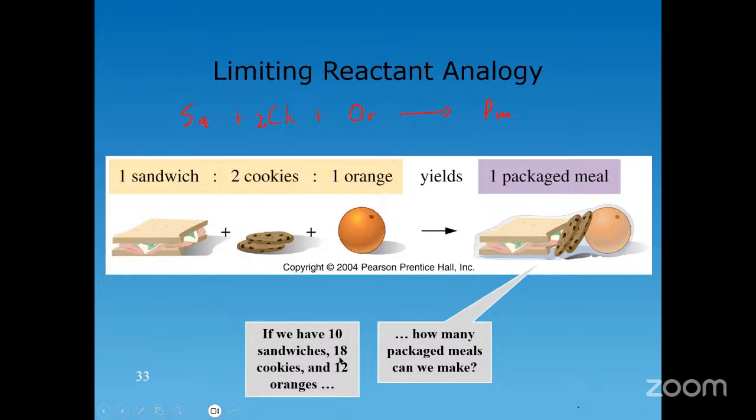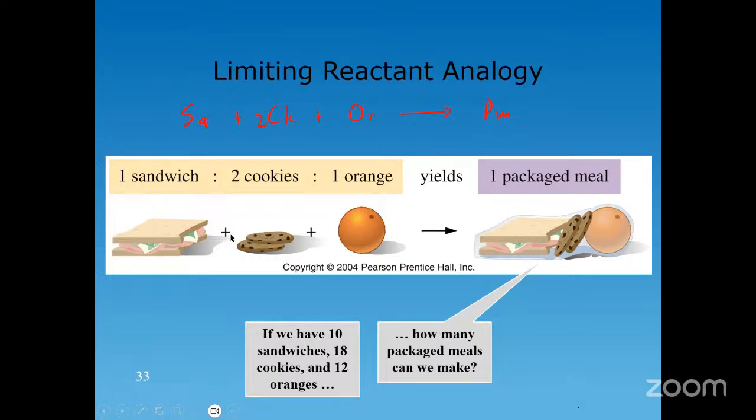But you don't have 20 cookies, you have only 18, right? So basically, there's a mismatch right there in terms of the equation. If you look at things from the standpoint of oranges, if you have 12 oranges, that means you're gonna need 24 cookies, but again, we only have 18 cookies, right? So basically, the cookies will be used up, but you're gonna have some oranges and sandwiches left over, right?